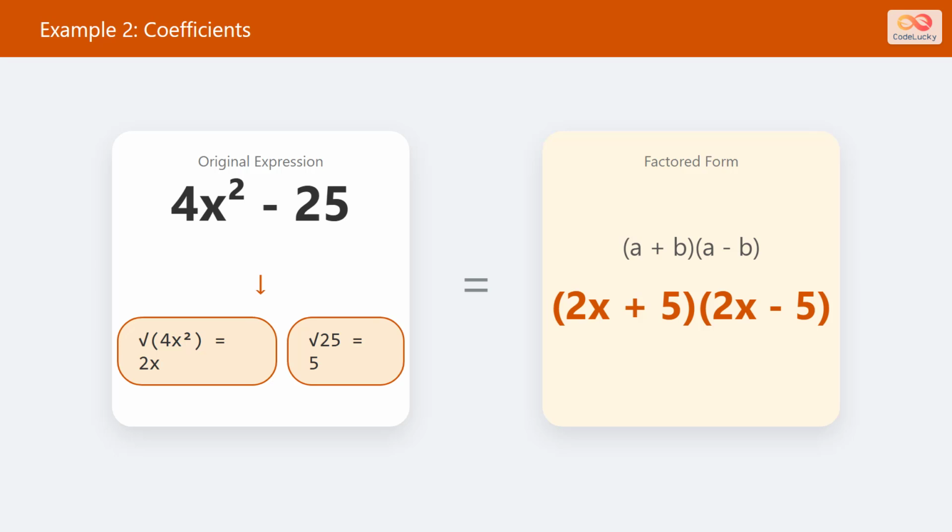What if there are coefficients? Look at 4x squared minus 25. The square root of 4x squared is 2x, the square root of 25 is 5. So our a term is 2x, and our b term is 5. Following the pattern, we get the quantity 2x plus 5 times the quantity 2x minus 5.